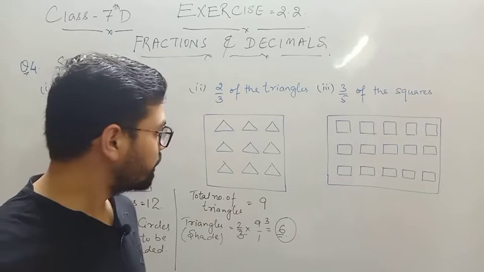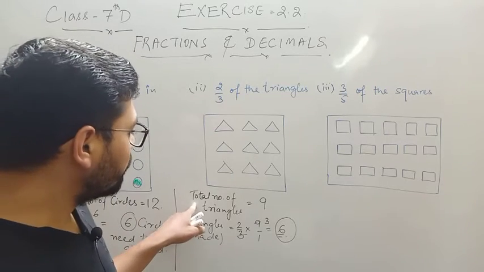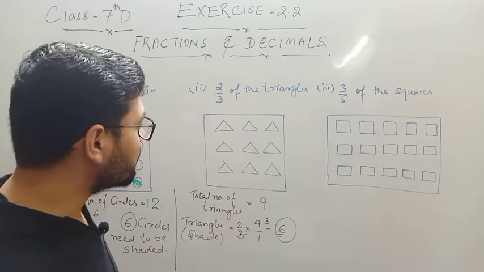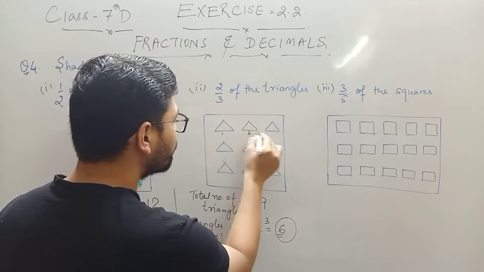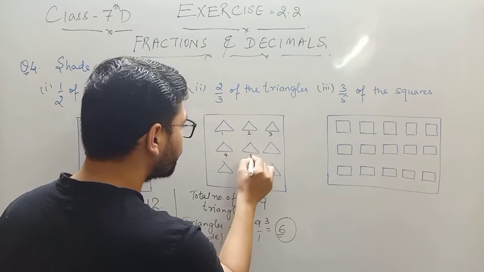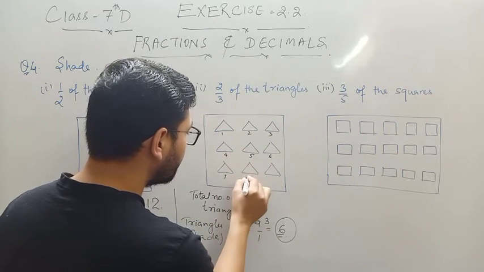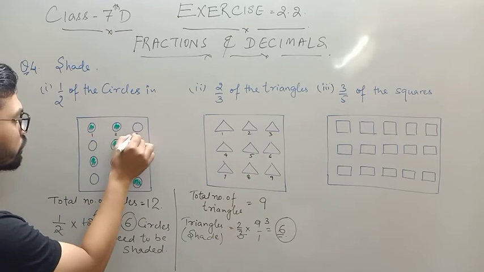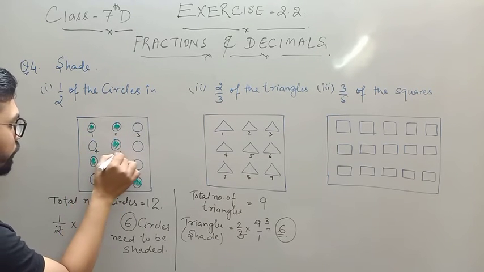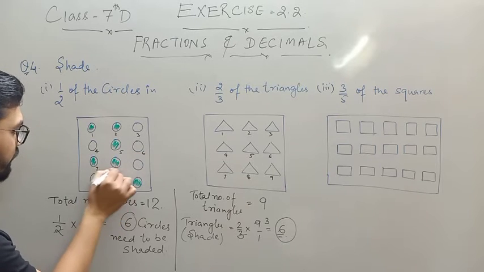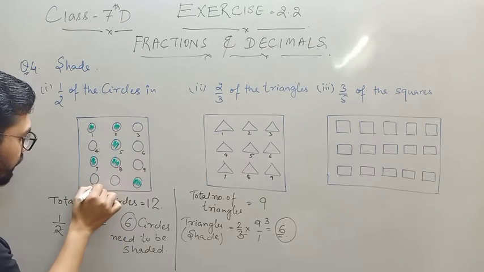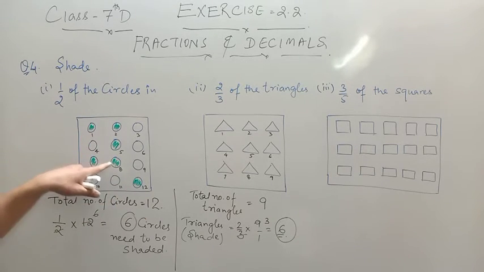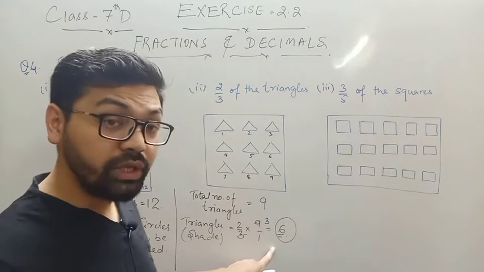Any doubt in this? First you need to count total number of triangles. How many triangles are there? You can say 1, 2, 3, 4, 5, 6, 7, 8, 9. Likewise you can count 1, 2, 3, 4, 5, 6, 7, 8, 9, 10, 11, 12. So out of 12 you have shaded 6. Out of 9 you need to shade 6.